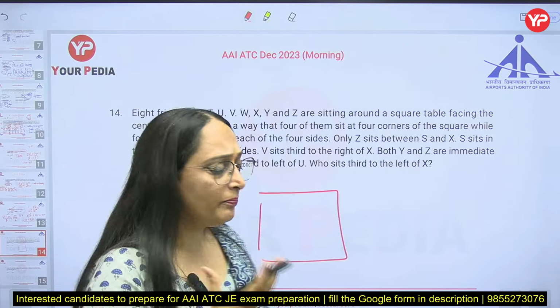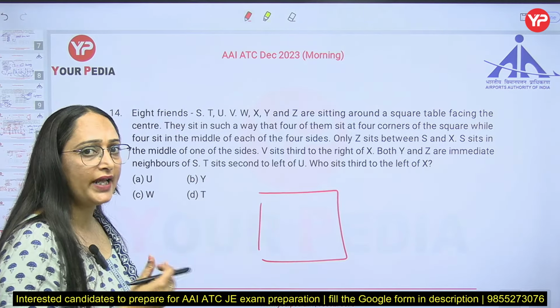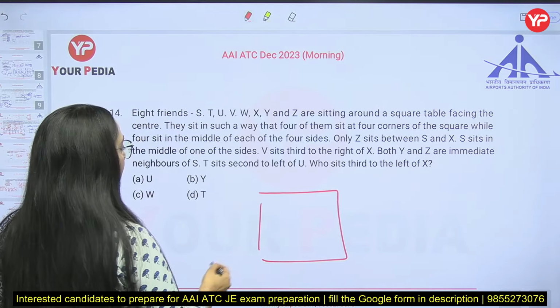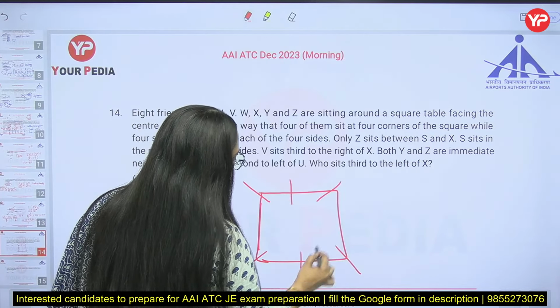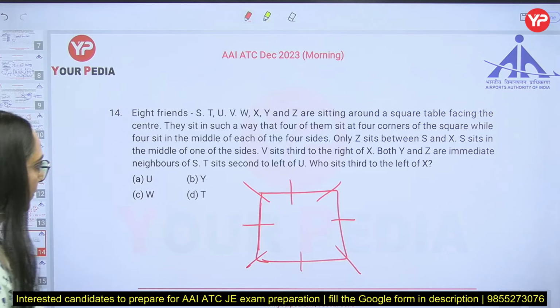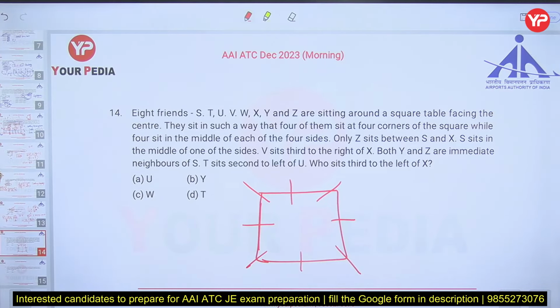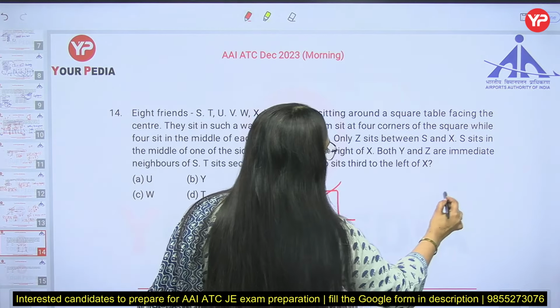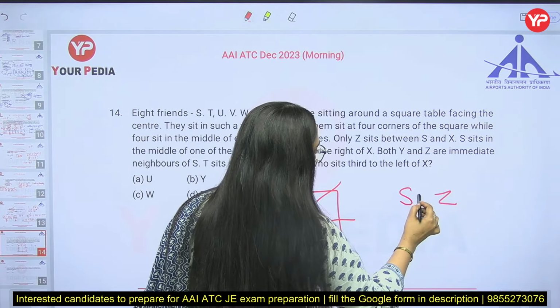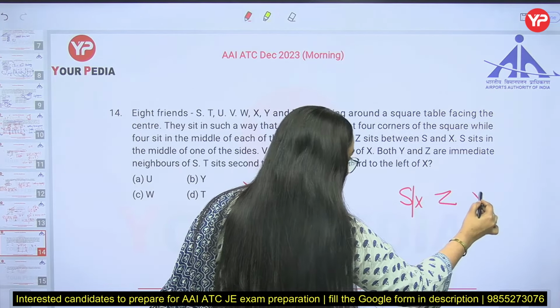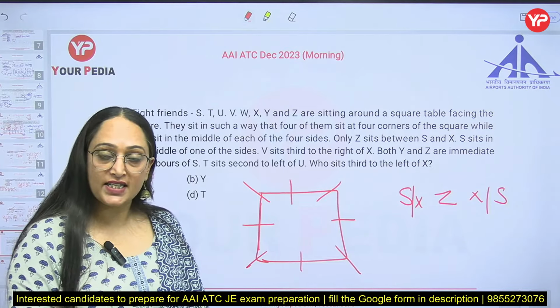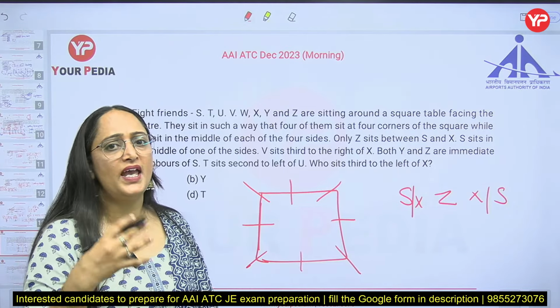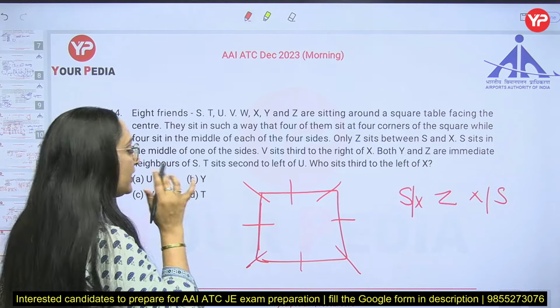The shape of a table can be circular, square, hexagon, rectangular, right? So in this question the shape of the table is square. So 4 of them are sitting at the corners and 4 of them in the middle of the sides. And only Z sits between S and X. Here we know that Z sits between S and X, but we don't know the positions of S and X. X can be on the right side or the left side of Z. Same way S can be right or left. So there are 2 possibilities.